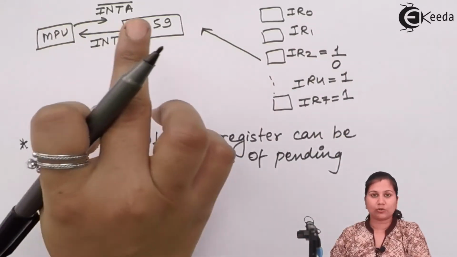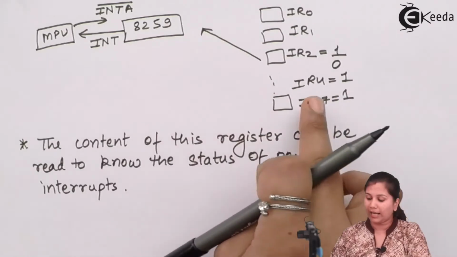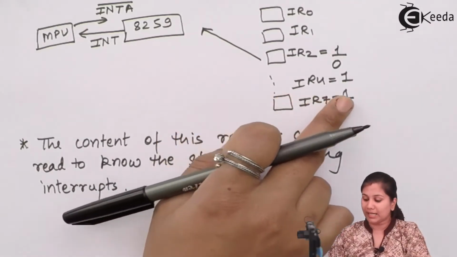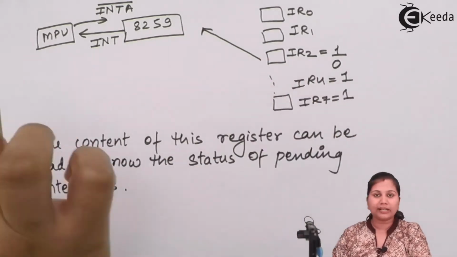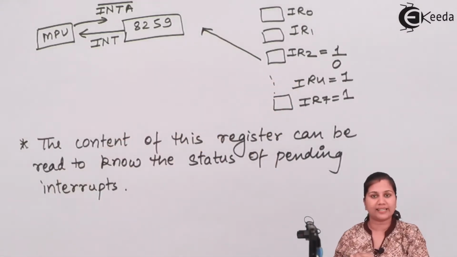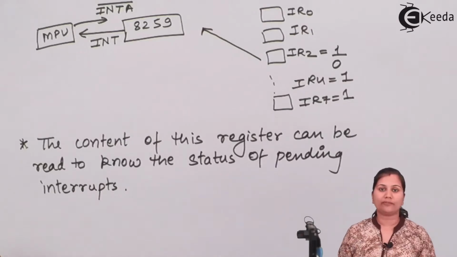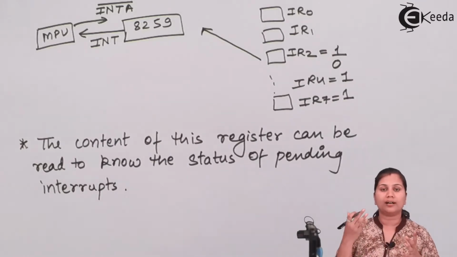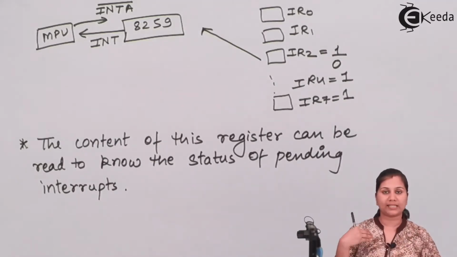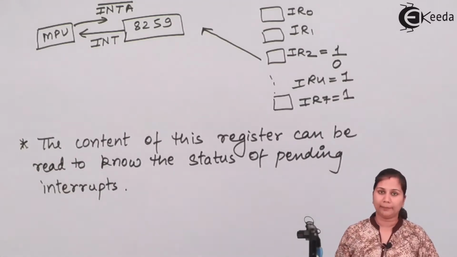Now as soon as this is read by the microprocessor, this bit becomes 0. Now the 8259 is going to check which of these bits are 1. IR4 and IR7 are 1, so it is also giving the information about the pending interrupts. When IR2 is executed, IR4 and IR7 are the pending interrupts. So these are the two functions of this interrupt request register: first, it shows which interrupt inputs are requesting the service of the microprocessor, and also it shows us the status of the pending interrupts.